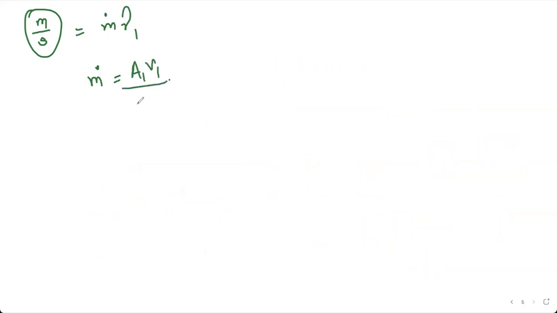The third part of the question is the volumetric flow rate, and we need to compare the volumetric flow rates. Volumetric flow rate is the mass flow rate times your specific volume. The mass flow rate is also equal to A1 V1 over v1.